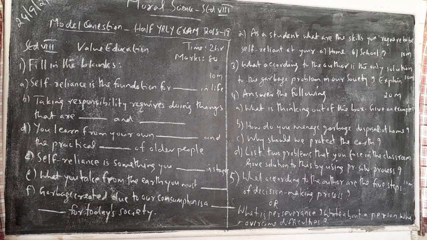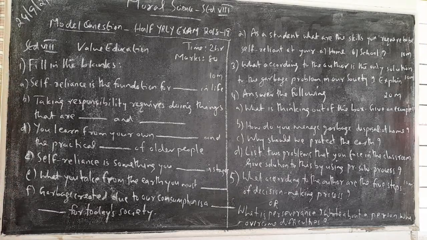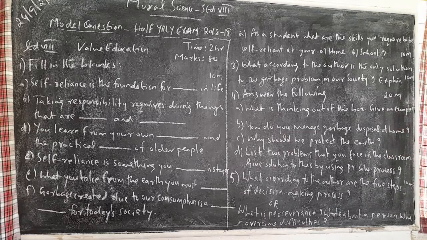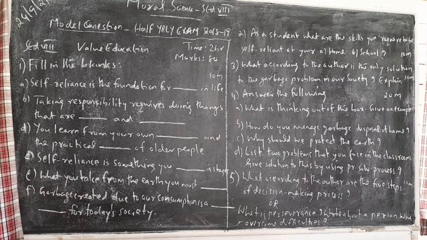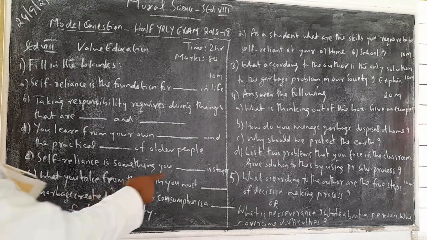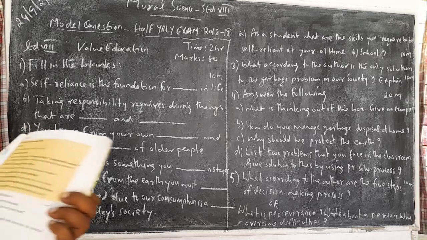There are 6 steps for effective problem solving. Then good choice for good life. Then the steps for decision making, that is here. According to the 5 steps for decision making process, tell me what it is. Essay question.